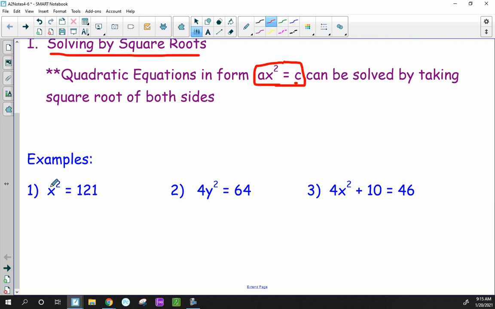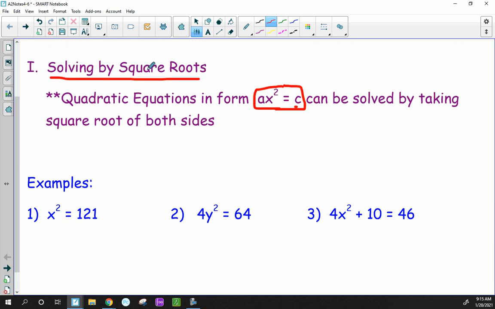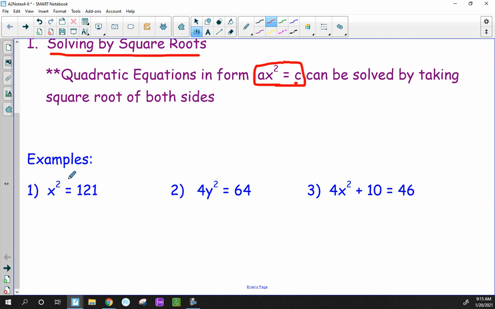Example 1, x to the second is equal to 121. Notice this is the quadratic term, and this is the constant term. In the past, we've been doing ax squared plus bx plus c equals 0. Well, with this method, the square root method, you don't want your equation necessarily to equal 0. You want it to look like this form here that I've circled. So if it's in this form, then all you have to do is do the opposite of squaring, which is taking the square root. You're trying to undo what's done to the variable.